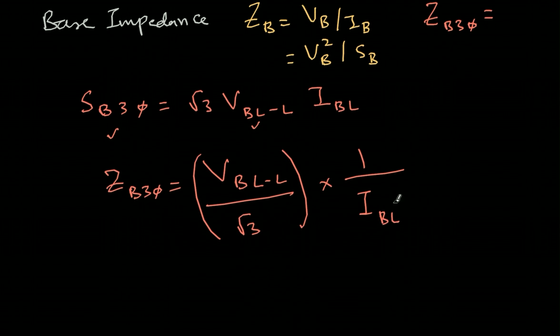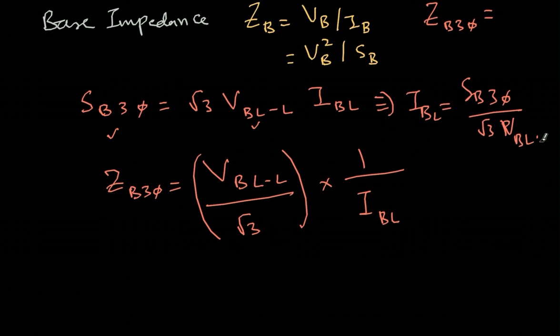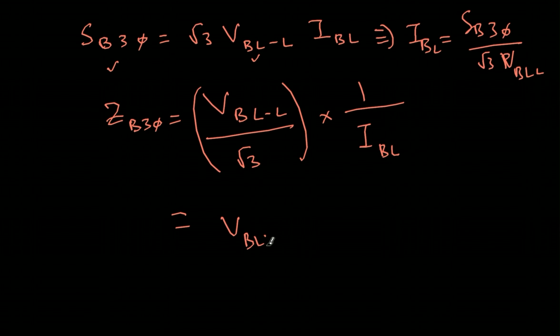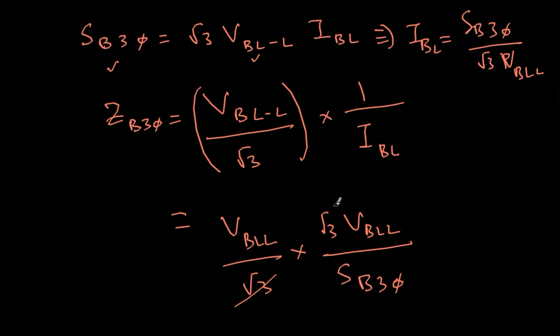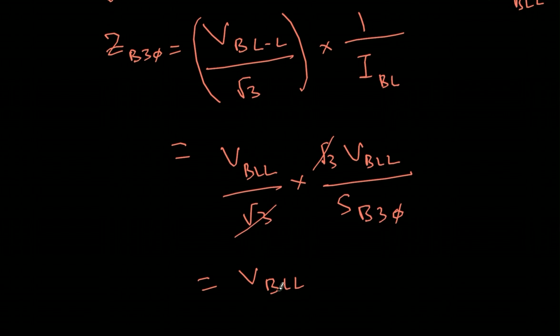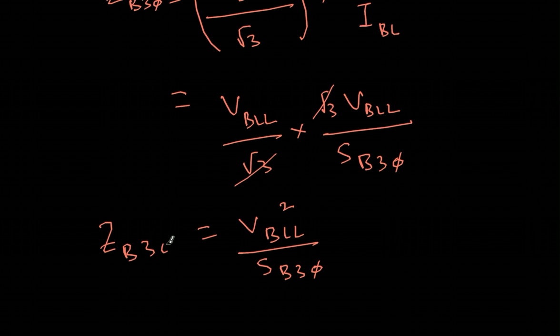Now I can also introduce the power into this. So what is I base line? Look at this first equation. From this I get I base line. This implies that I base line is nothing but S base 3 phase divided by root 3 V base line to line. If I substitute here, I'll get V base line to line by root 3, multiplied by the reverse, root 3 into V base line to line divided by S base 3 phase. Now root 3 cancels out, and finally you get V base line to line square divided by S base 3 phase. So this is the base impedance of a 3 phase system.